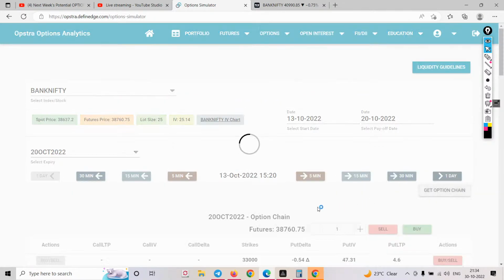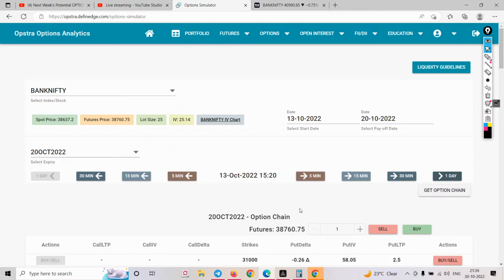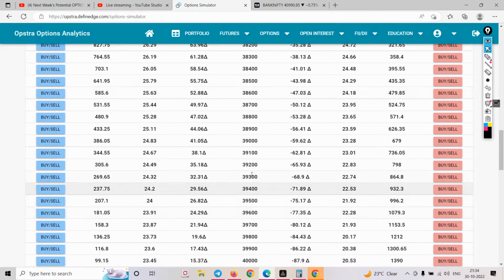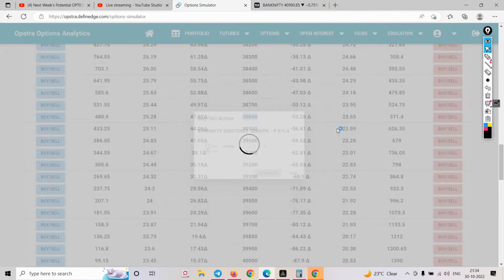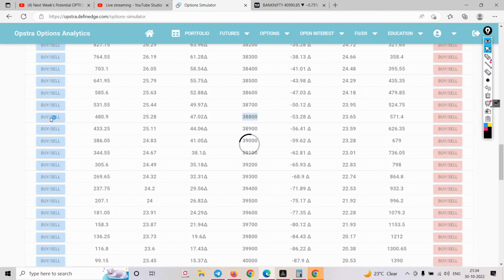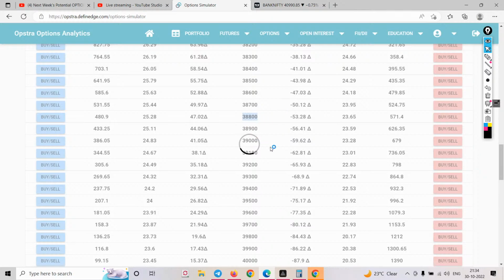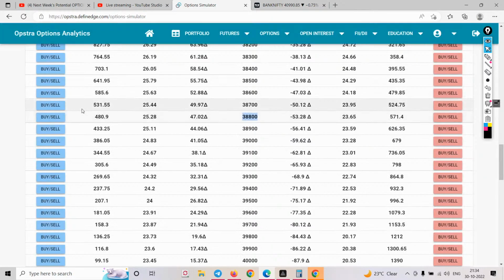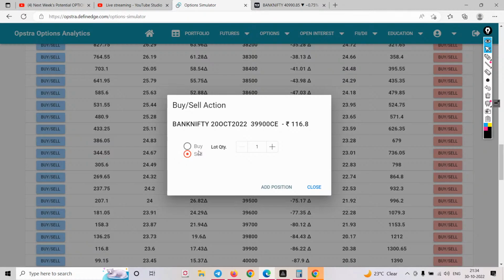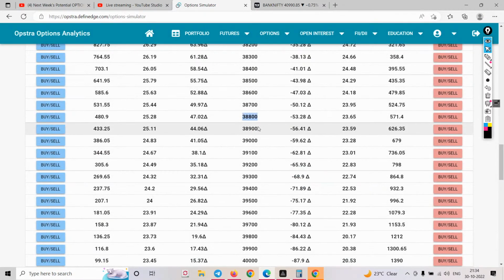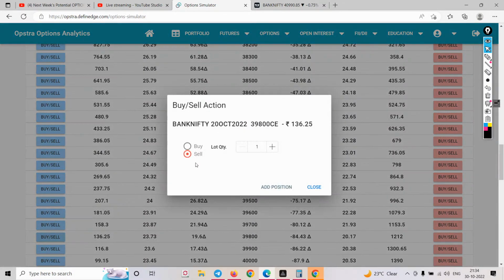At 3:20, let's say, what is the option price standing at? 38,800. Where is 38,800? Yeah, 38,800. I'll sell this. My God, it's slow. I'll show you the example. So what premium have we collected? 571 and 480, so let's say 1,000. I'll go for 1,000 and buy 39,800.